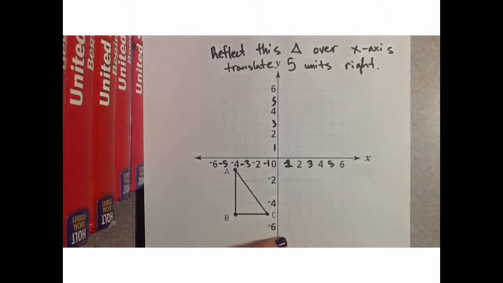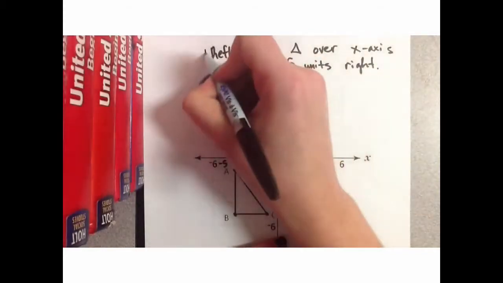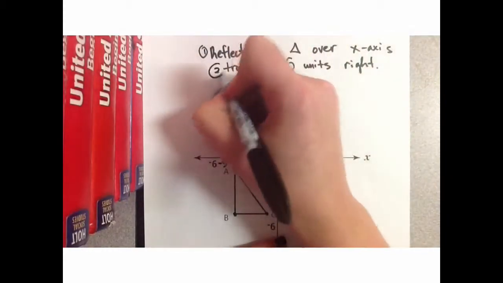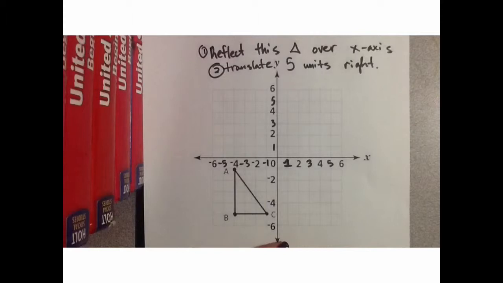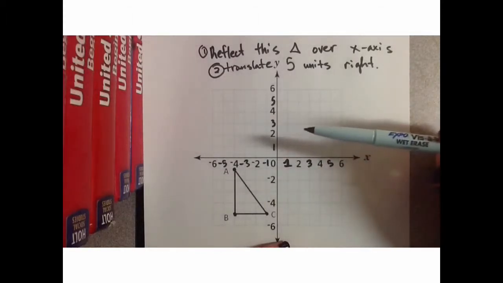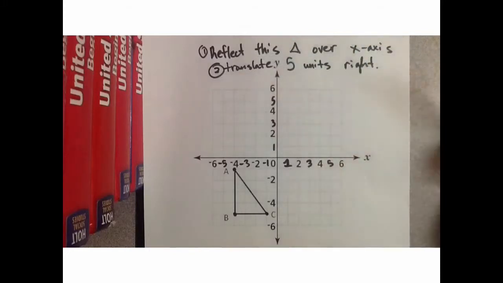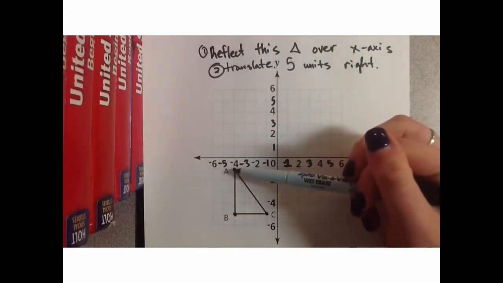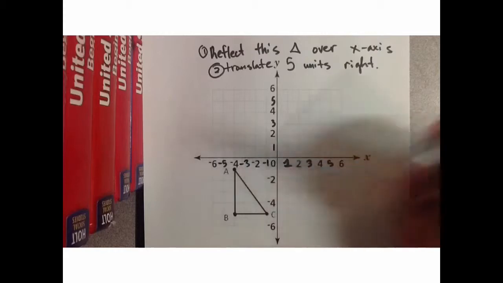So when I'm doing these transformations, I want to do one at a time. So the first thing we're going to do is reflect. The second thing we'll do is translate. So we will write down coordinates at the end of this. Right now, we just need to worry about the reflecting and the translating. So let's go ahead and start with our first triangle, which is ABC.